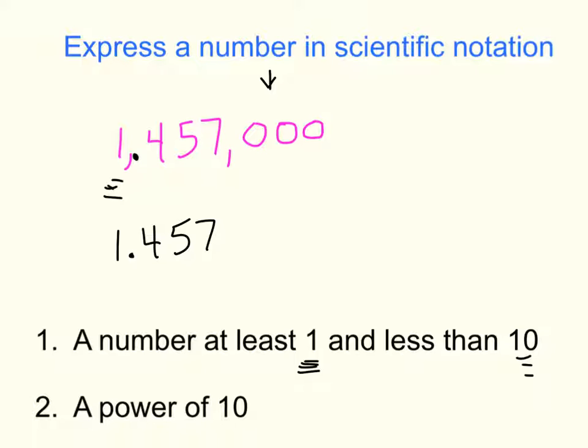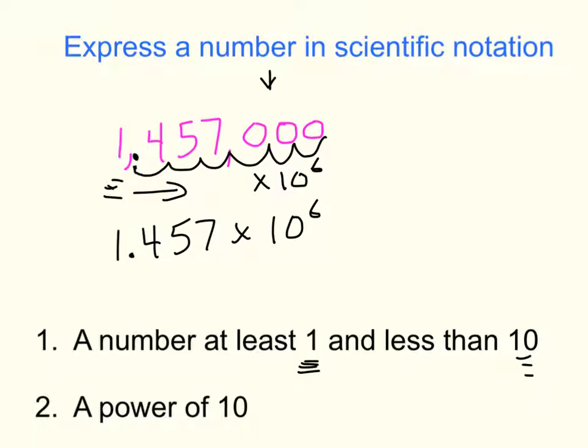Now I figure out how many places I moved the decimal to the right. Well, let's see, 1, 2, 3, 4, 5, 6. So that means I multiplied it by 10 six times because I moved it to the right 6 times. So it becomes 10 to the 6th power.